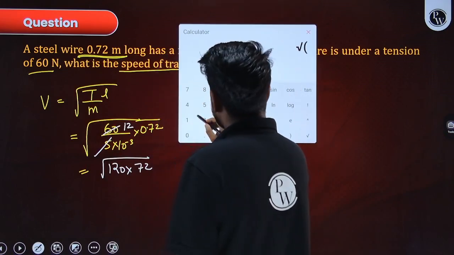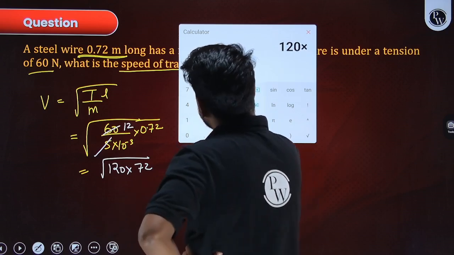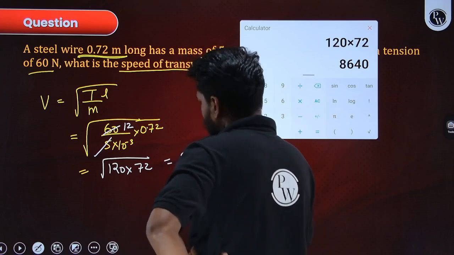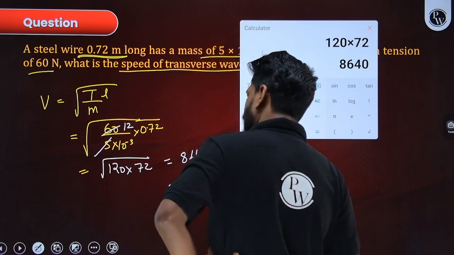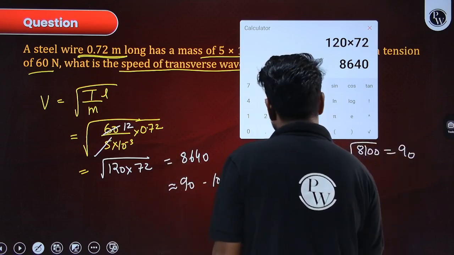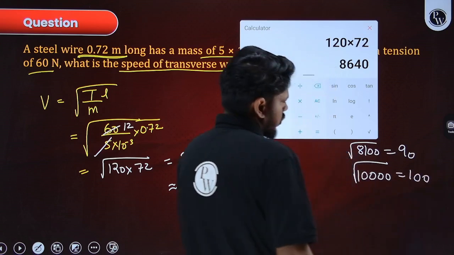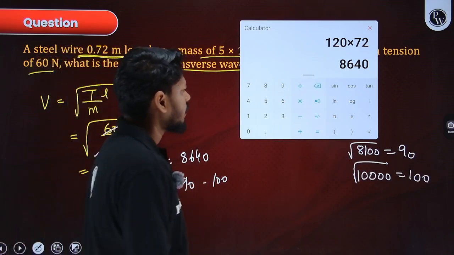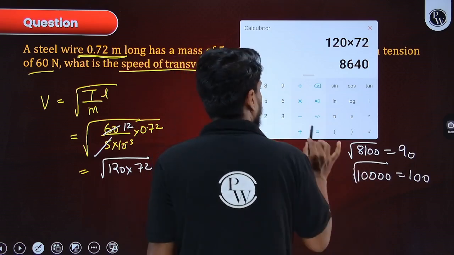Root of, okay, so before finding root, let me just multiply them both. I am getting an answer of 8640. So the answer should be somewhere between 90 to 100. Sir, how do you know that, sir? Because square root of 8100 is going to be 90 and square root of 10,000 is going to be 100. So this value should be somewhere between 91, 92. If I find something 92, 93, maximum 94, not crossing 94, okay.